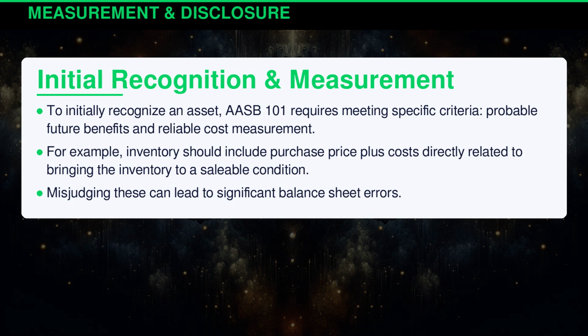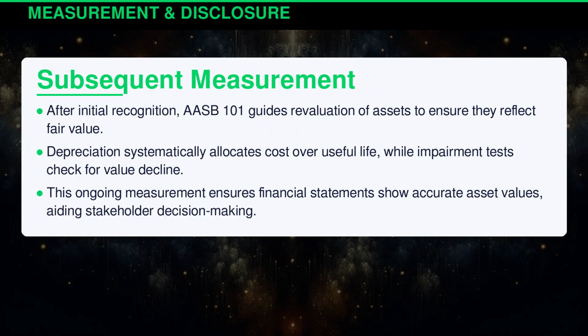For example, inventory should include purchase price plus costs directly related to bringing the inventory to a saleable condition. Misjudging these can lead to significant balance sheet errors. After initial recognition, AASB 101 guides revaluation of assets to ensure they reflect fair value. Depreciation systematically allocates cost over useful life, while impairment tests check for value decline. This ongoing measurement ensures financial statements show accurate asset values, aiding stakeholder decision-making.